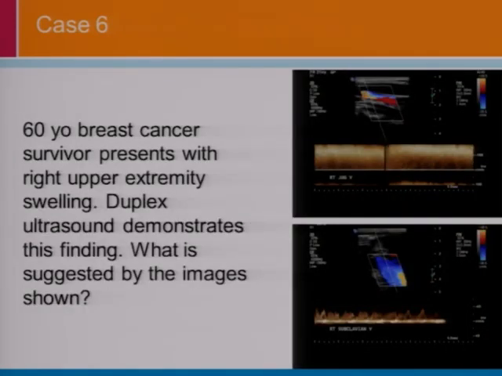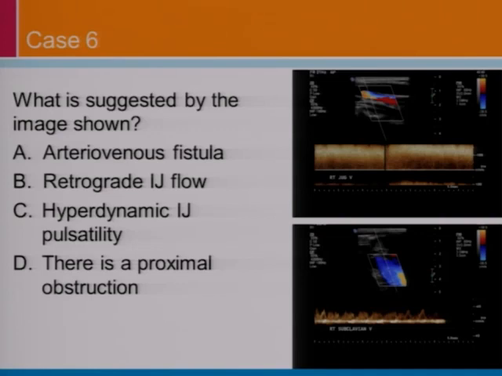All right, a 60-year-old lady with breast cancer, or she's a breast cancer survivor, has right upper extremity swelling. Duplex ultrasound demonstrates these findings. What is suggested by the images shown? So is this an arteriovenous fistula? Retrograde IJ flow. The top image is your jugular vein. Hyperdynamic IJ pulsatility, or there is a proximal obstruction.